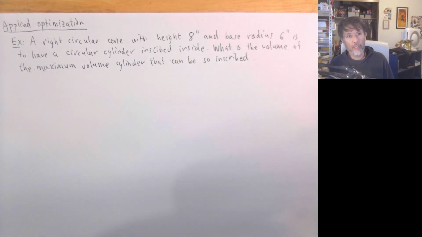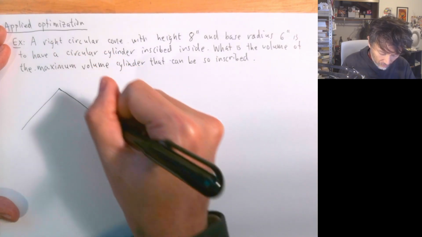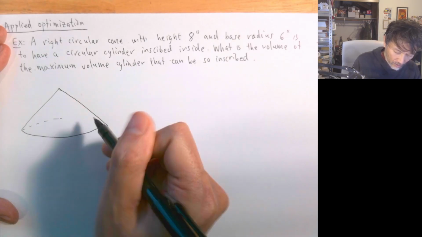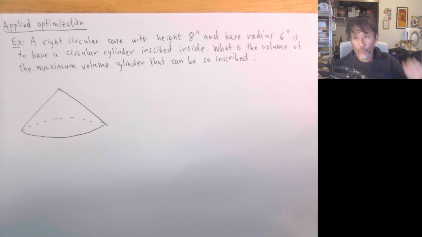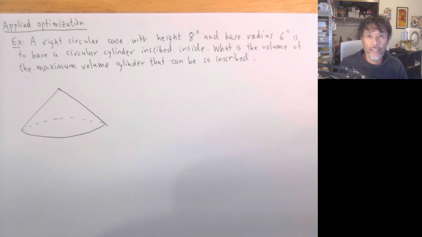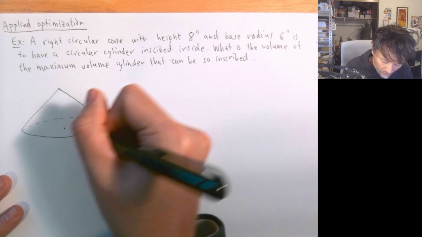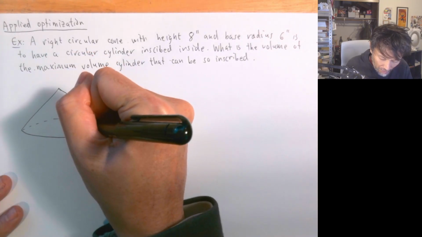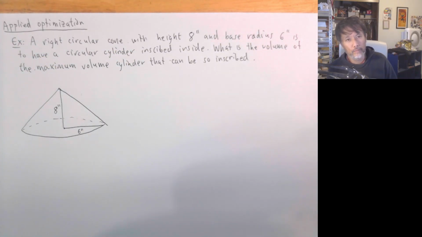Let me, of course, draw or attempt to draw a picture of this situation. Here is the cone. That's a circular cone. You can't see that back edge there. Circular base. We are told that the radius of this base is 6 inches. So this distance from here to here is 6 inches. We are also told that the height of this cone is 8 inches. So we have a situation like this so far.